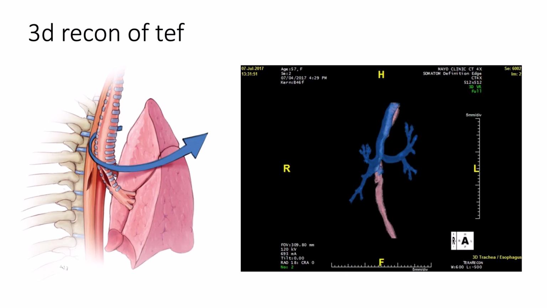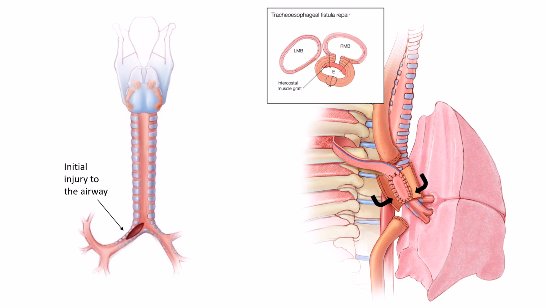This is a 3D reconstruction of a tracheoesophageal fistula, whereby you can see the connection between the two lumens. And here you can see an injury to the airway.